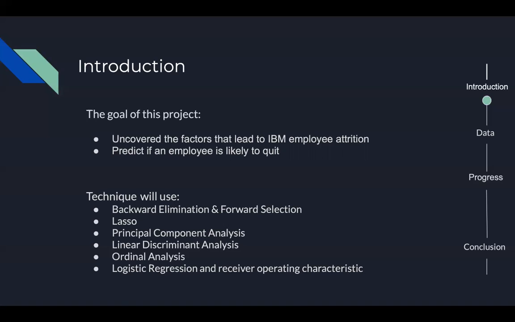Thirdly, we checked the multicollinearity problem based on the model by analyzing the high correlation among the independent variables, applying principal components analysis and linear discriminant analysis to achieve dimensionality reduction. Use ordinal analysis to analyze those ordinal variables. Finally, make a logistic regression model and use the receiver operating characteristic to predict on the test datasets.